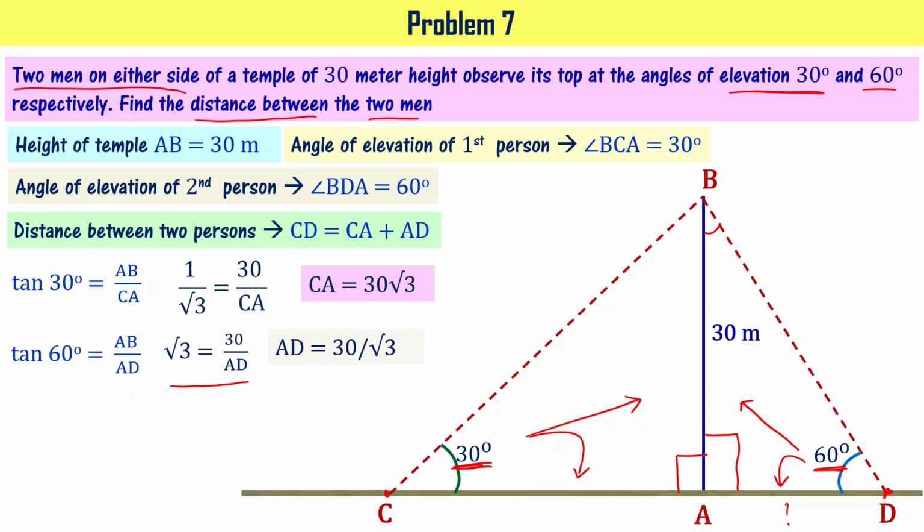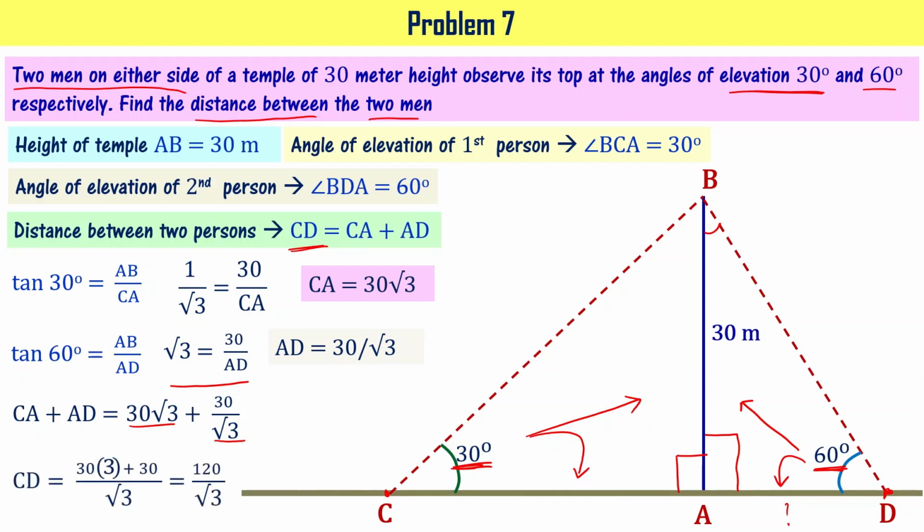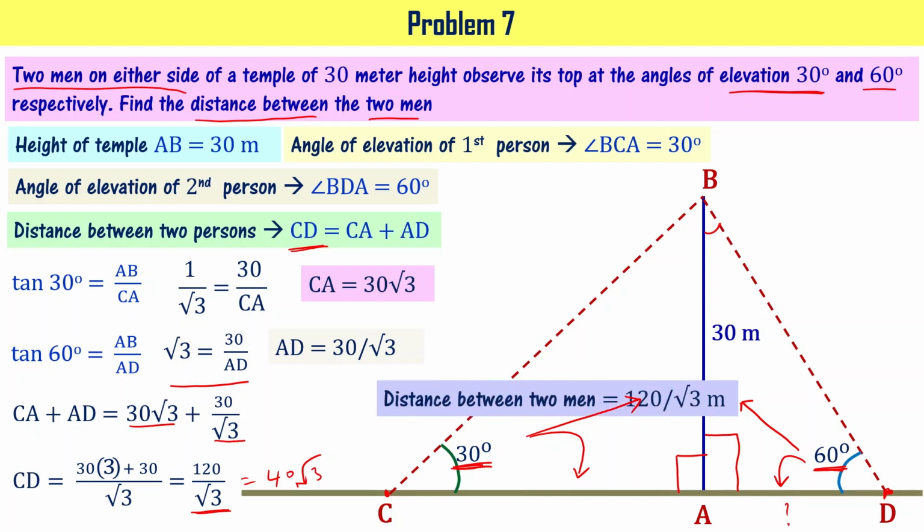Now let's sum these two such that you get the value of CD, right? CD equal to CA plus AD, that is equal to 30 root 3 plus 30 by root 3. When you simplify it, you get the answer as 120 divided by root 3, that is equal to 40 root 3. So to answer the question, the distance between the two men is 120 by root 3 meters or 40 root 3 meters. This is what we are asked to find.